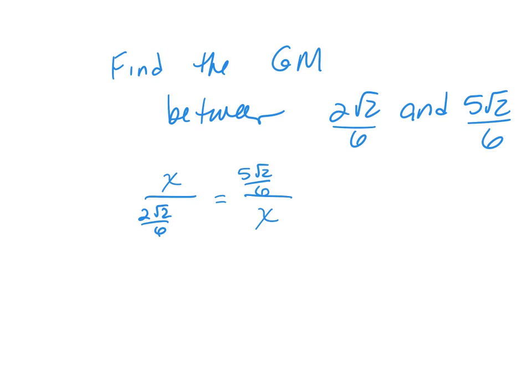Let's multiply here. What's x times x? X squared. X plus x is 2x. If I take an apple and I stick it in a bucket and I put another apple in the bucket, I have 2 apples. That's when you add them, 2x, right? But when I multiply them, it's x squared, okay? So I've got x squared equals this mess, 2 root 2 over 6 times 5 root 2 over 6.